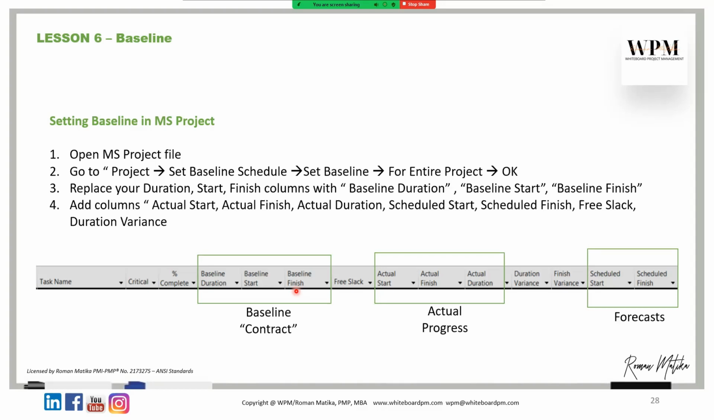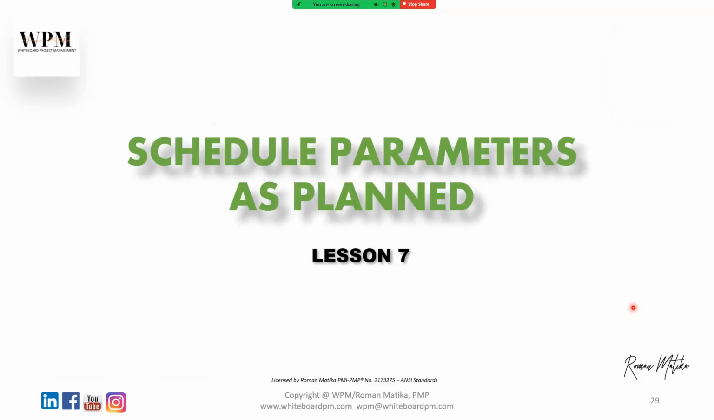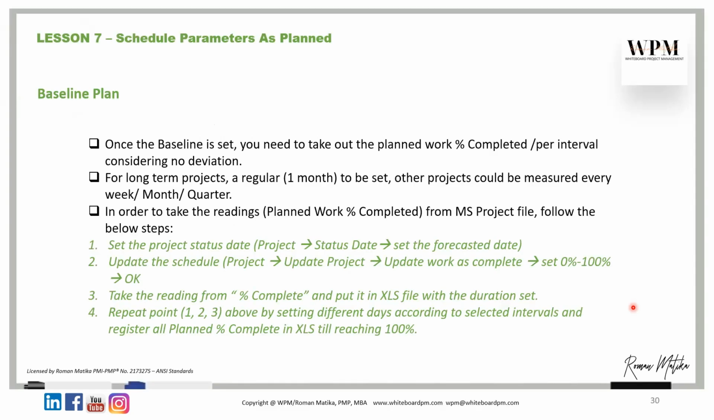But simply for the duration, if you compare durations, you have the baseline contract, and then you have the actual progress, where you have the actual start, actual finish, actual duration. And you have also the duration variance. And then you have schedule start and schedule finish, where these are the forecasts. Schedule parameters as planned.